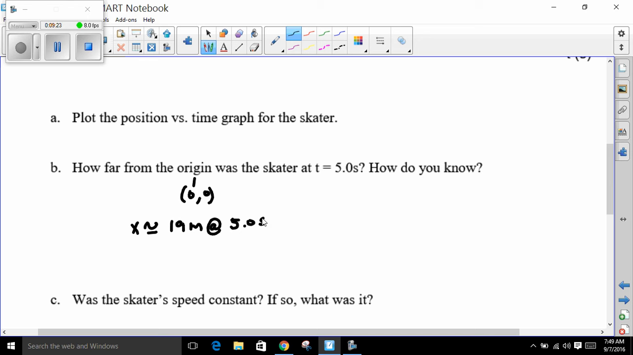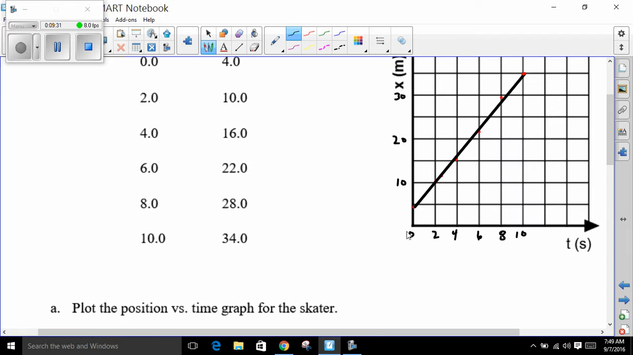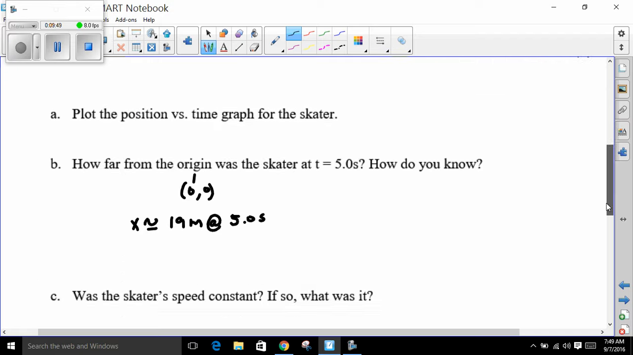How do you know? And it's really the same as before. We're going to move across the x-axis until we get to 5. We're going to come up until we intersect the line, and then we're going to go across and read. And I am, of course, over here, I'm estimating. I'm estimating 19. You could have easily said 18.